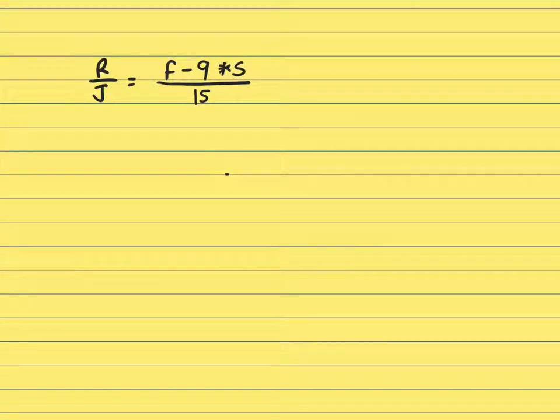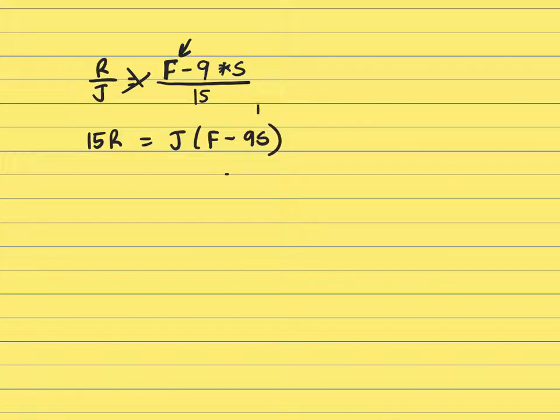So let's say we want to solve for the letter F. So let's cross multiply and clear our fractions, since we have one fraction equals another. So that would be 15R equals J times F minus 9S, because that's understood to be multiplication. So 15R equals J times F minus 9S, and we're trying to solve for F.